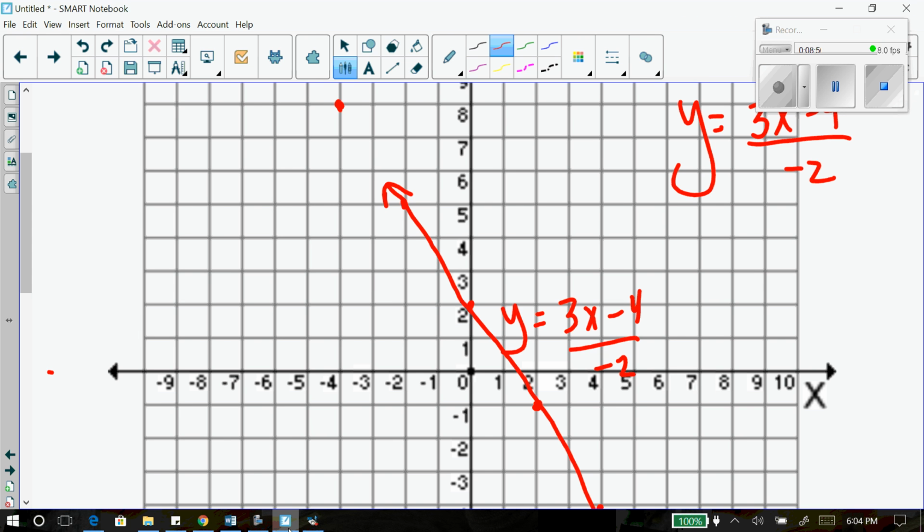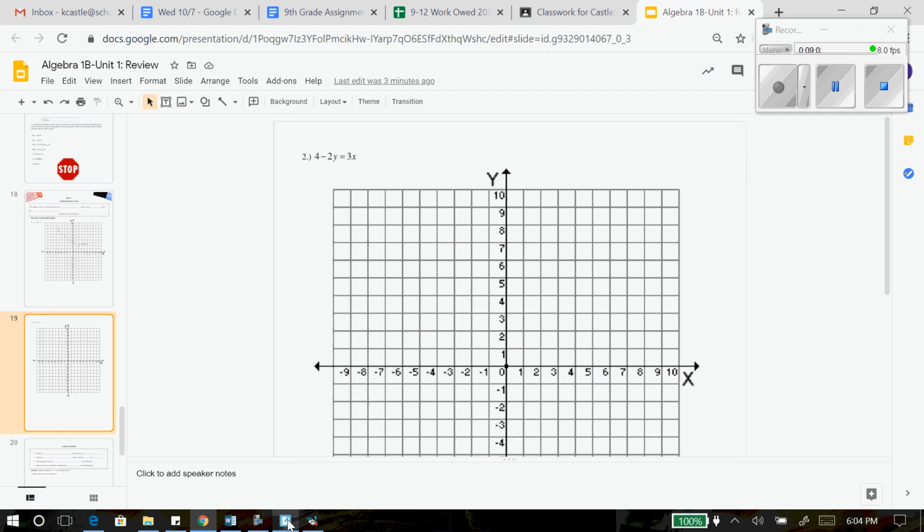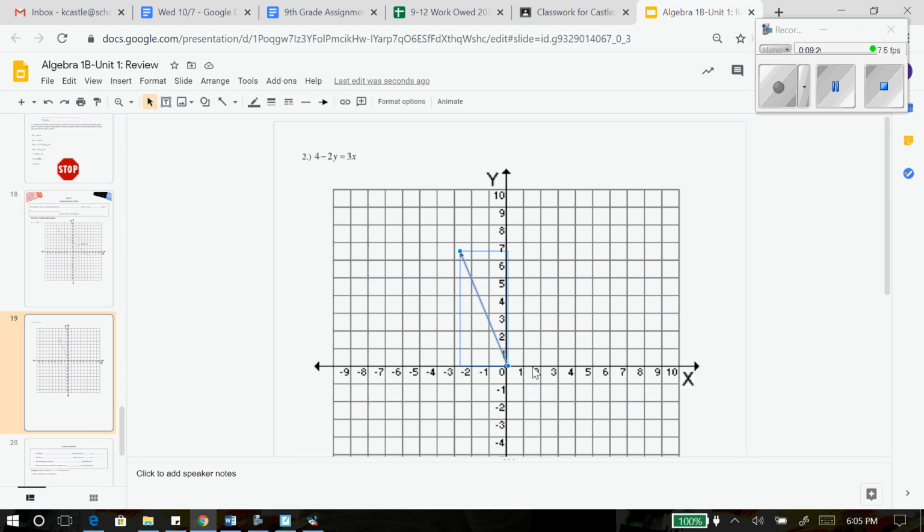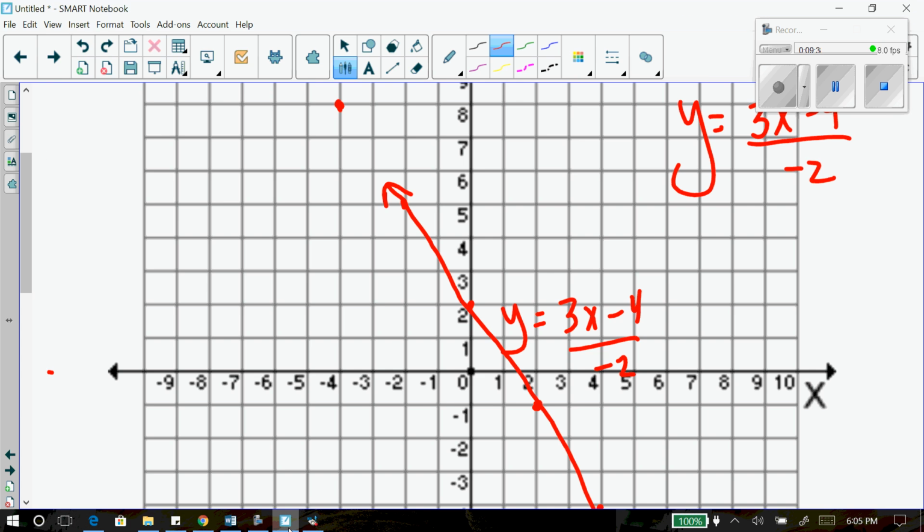Looks like it's going through 0, 2, and then -2, 5. Okay, so kind of off like that. And let's do 1 in the other direction. So over 2, down -1. So over 2, down -1 would be that point there. So let's see if I can get this line to go through that.